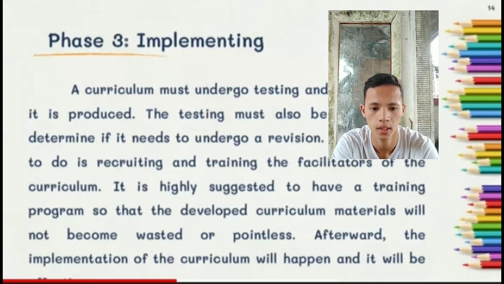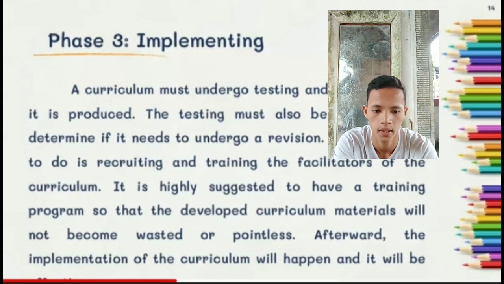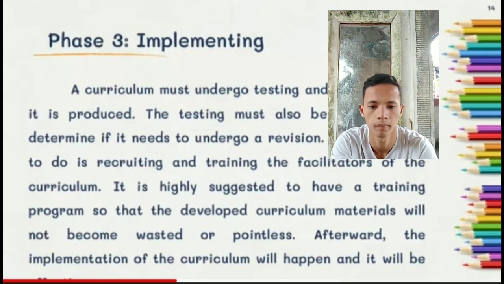A curriculum must undergo testing and revision after it is produced. The testing must be evaluated to determine if it needs to undergo a revision. The next thing to do is recruiting and training the facilitators of the curriculum. It is highly suggested to have a training program so that the developed curriculum materials will not become wasted or pointless. Afterward, the implementation of the curriculum will happen, and it will be effective.